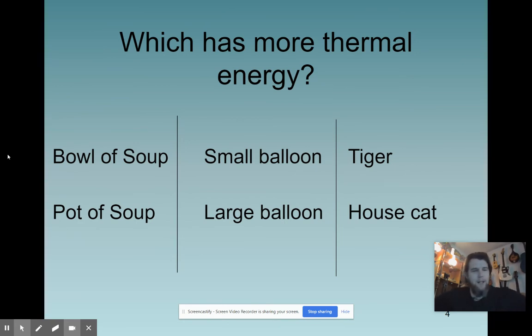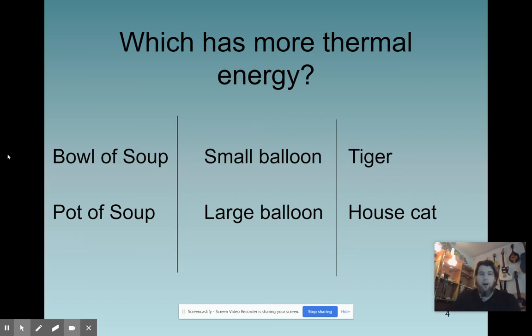If we look at these examples here, if we want to talk about the relative thermal energy, if we have a bowl of soup and a pot of soup, and the bowl was at the same exact temperature as the pot, you'd have to say that the pot of soup has more thermal energy because there's much more soup in that pot than there is in the bowl. Very much like the lake and the water glass scenario we were just talking about.